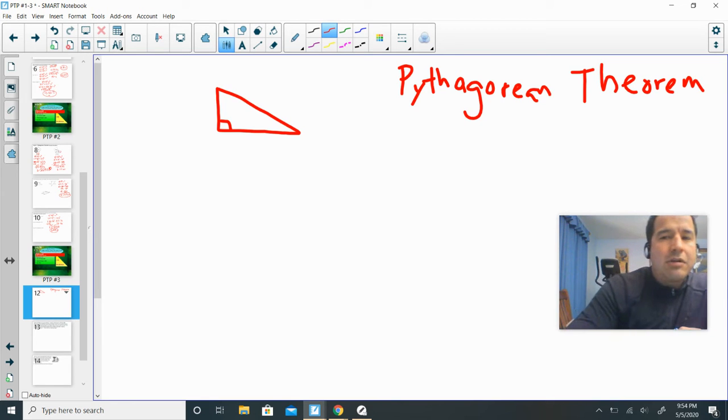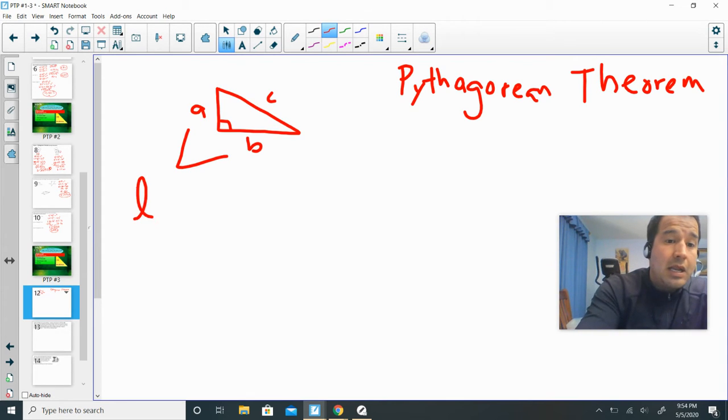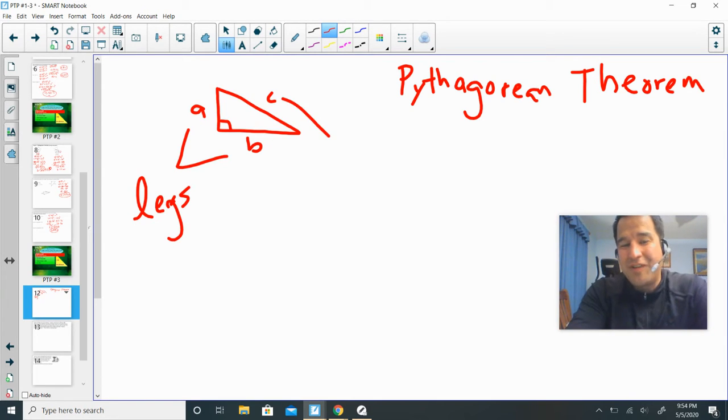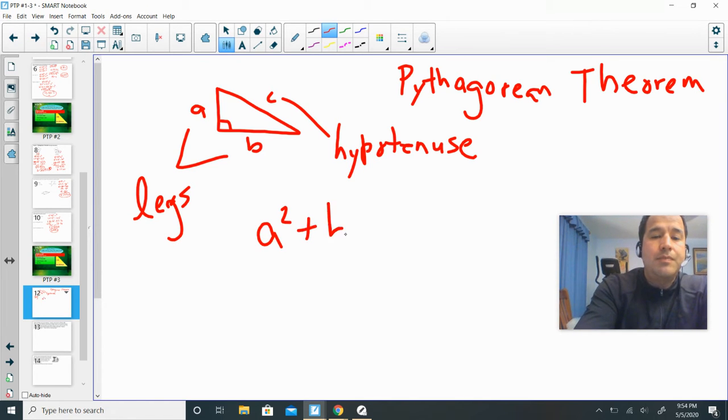Okay, the Pythagorean theorem states the following: on any right triangle with sides A, B, and C, where A and B are the, what do we call those things? They are the legs. And C is the, again, one of those funky words, hypotenuse. Where A and B are the legs and C is the hypotenuse, the Pythagorean theorem states that A squared plus B squared equals C squared.